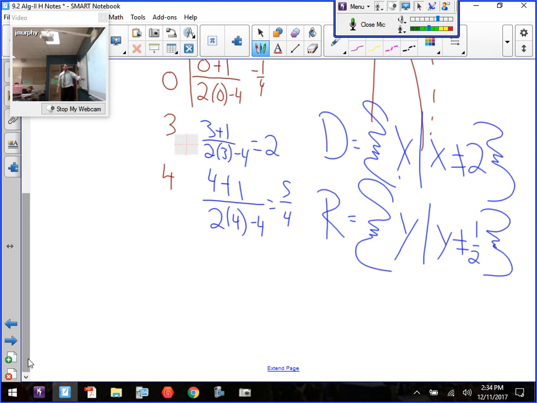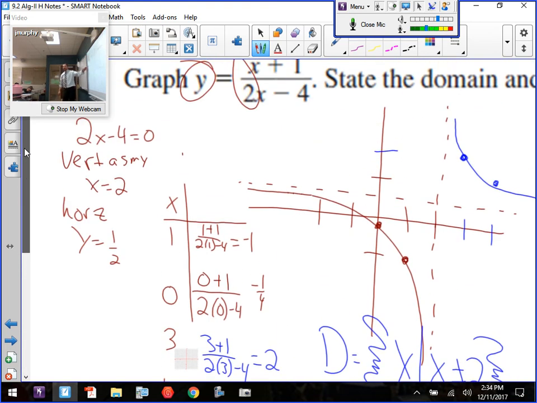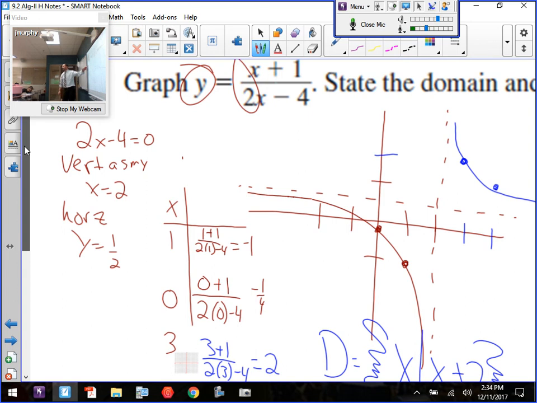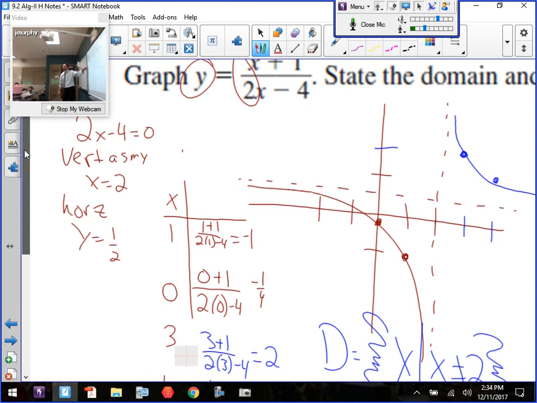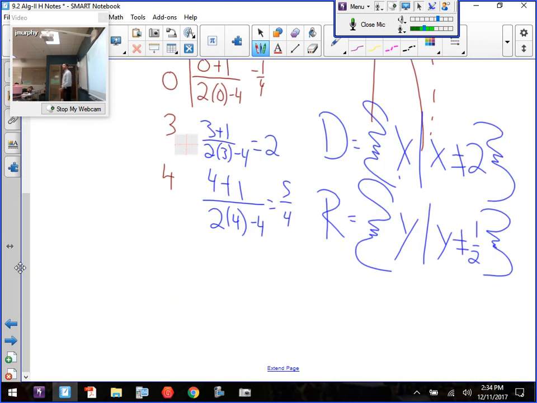Remember our horizontal asymptote? That's where our y value comes from. Your domain and range are restricted by your asymptotes. That's where you get your restriction. Your domain restriction will always be x equals some x value. The range restriction is your y value.